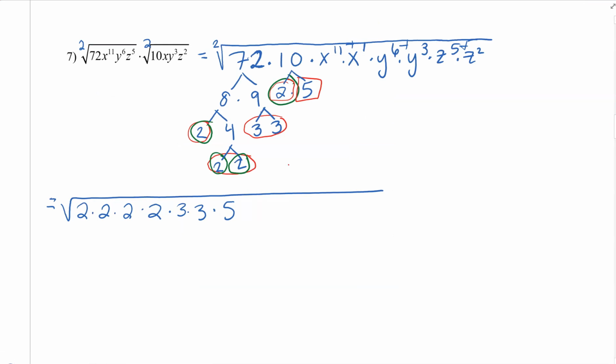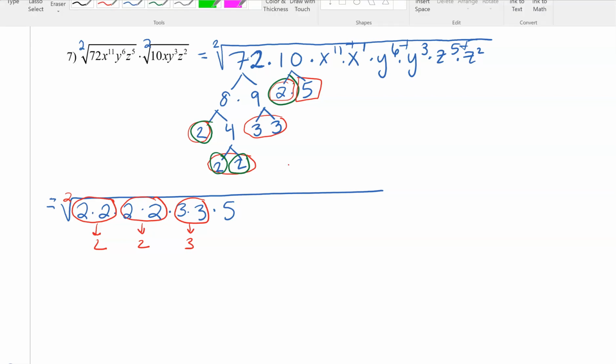But now I can see that with those 4 2s, the 2 3s, and the 5, I have 1, 2, 3 index size groups, right? I've got 3 perfect square roots: one of 2, another one of 2, and then one of 3. So let's look at our x's and our y's and our z's.